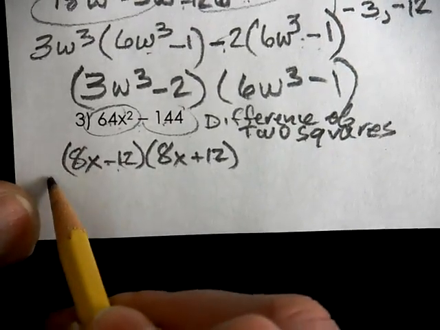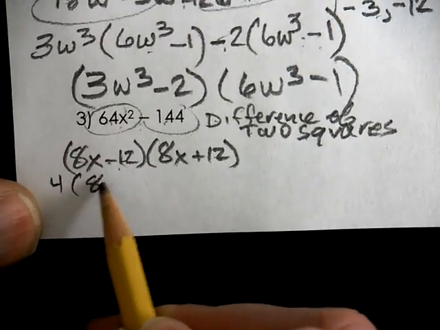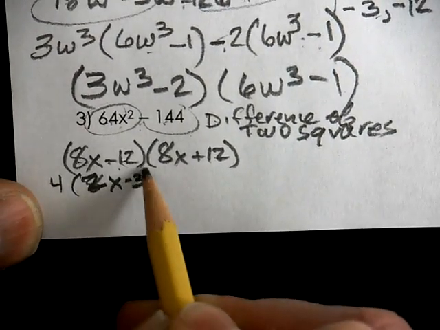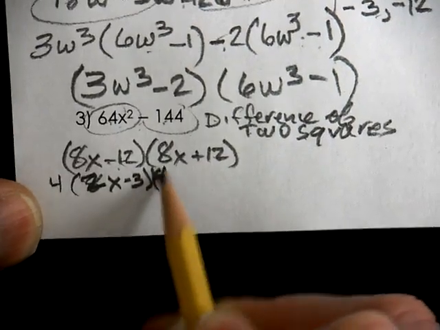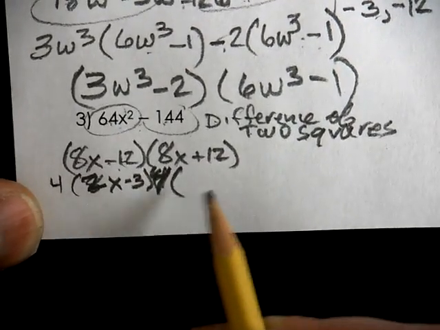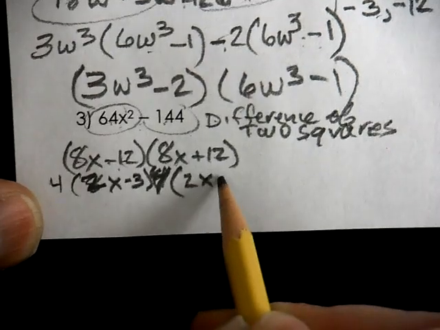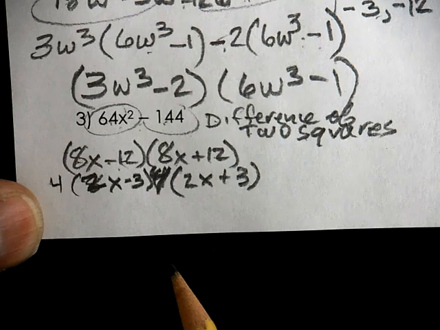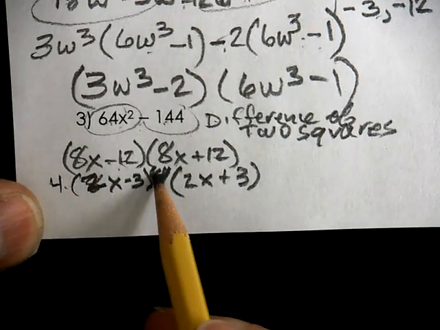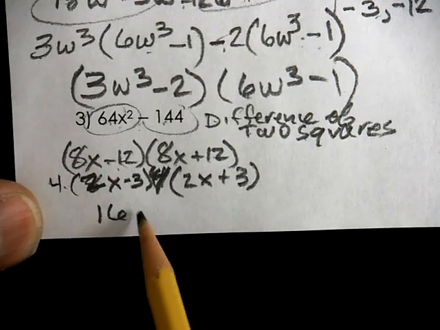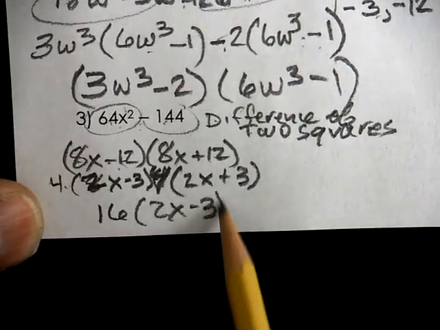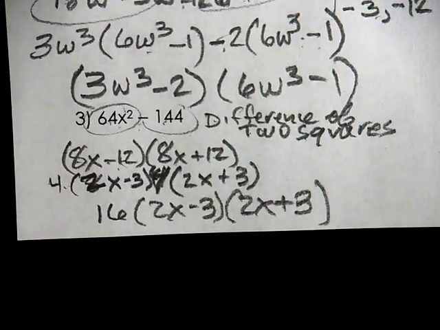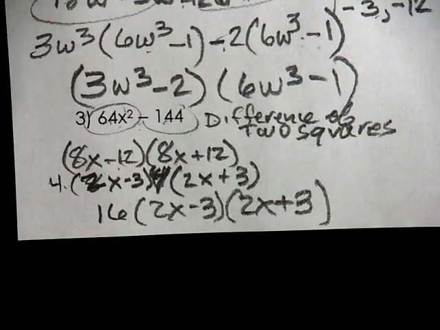So here we can still factor a 4 out. So that would leave us 2x minus 3. And factor a 4 out again. And that leaves us 2x plus 3. So 4 and 4 is 16, 2x minus 3, 2x plus 3. So there we factored it completely.